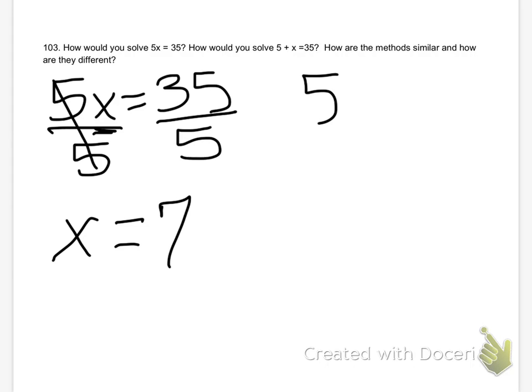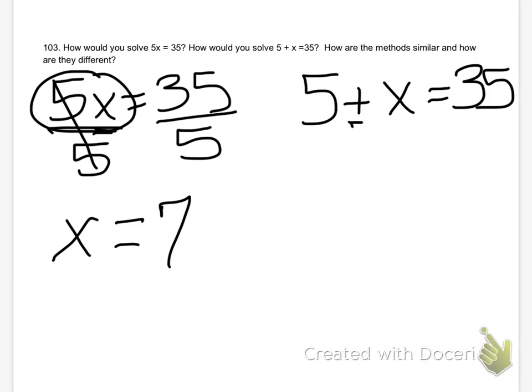Okay, so how would I solve 5 plus x equals 35? Well, let's look at what's different. Now I've got a plus sign in between the 5 and the x, whereas here there was nothing in between them. In the other one, that implied multiplication, but here it's addition. So I've got this 5 being added to x. I need to get rid of that to isolate the x. I want to isolate the term with x in it. That means I want to get it all by itself on this side of the equal sign. So if I have 5 and I need to get rid of it, I'm going to subtract 5.